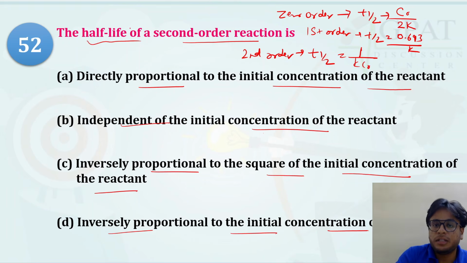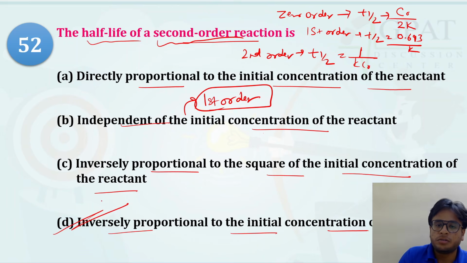So they are asking about the second order reaction. So inversely proportional to the initial concentration, D is going to be the correct option. If they are asking about independence from the initial concentration, they are asking about the first order reaction. So for that particular question, D is going to be the correct option.